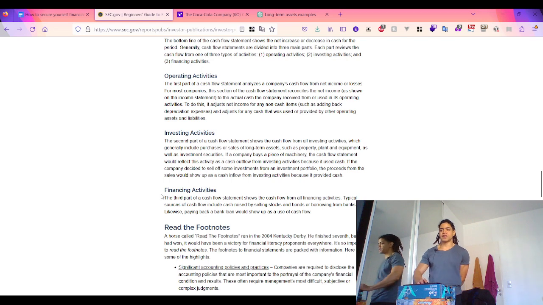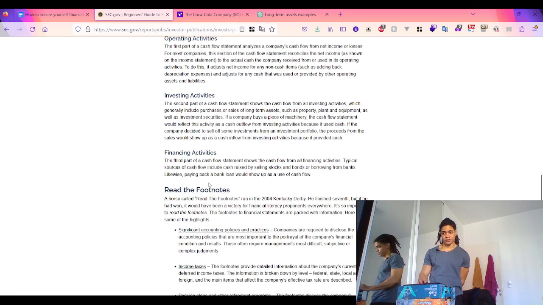And when it comes to financing activities, the third part, this cash flow statement reviews all financing activities. I asked yesterday, what are the financing activities? Typically, you borrow money or you lend to someone, right? These are the two core activities: you borrow money from someone, or you lend money to someone.